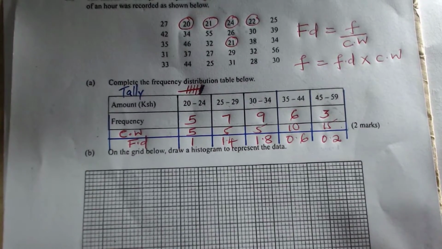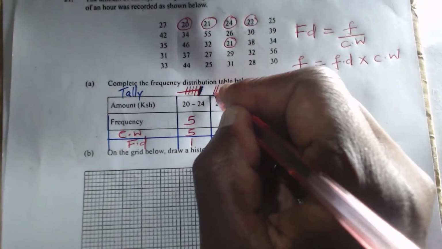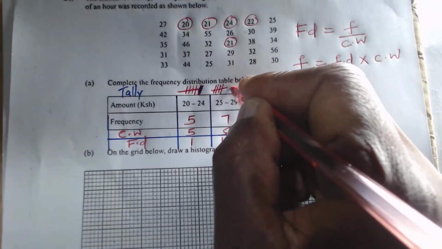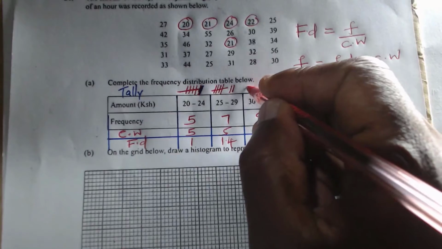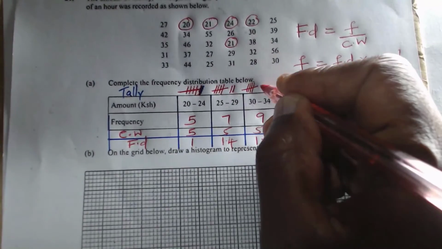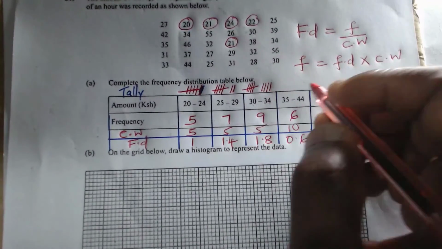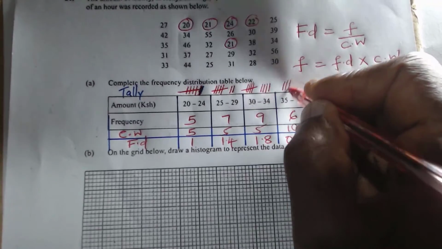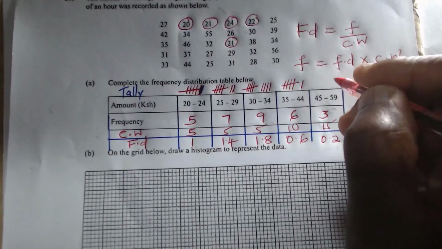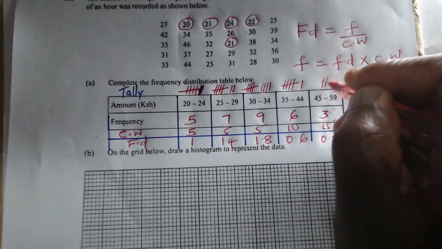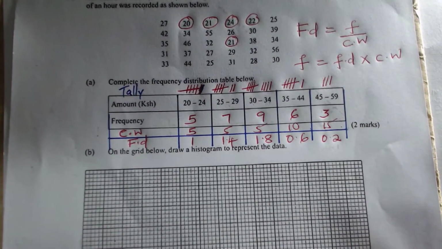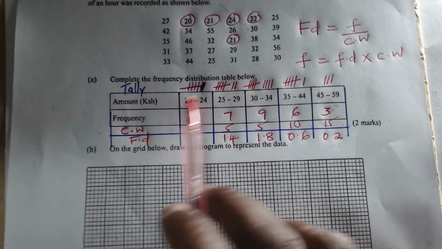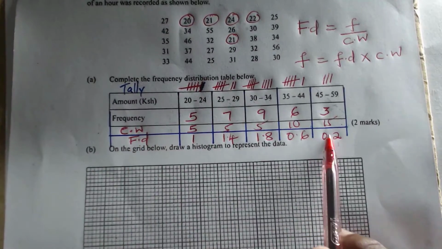So the next one, 7: 1, 2, 3, 4, 5, then 2. 7 plus 2. This one for 9: 1, 2, 3, 4, 5, 1, 2, 3, 4. This is 9. Then 6: 1, 2, 3, 4, 5, then 1. Then for 3: 1, 2, 3. So now the frequency distribution table is complete with the tally, the frequency and the frequency density.